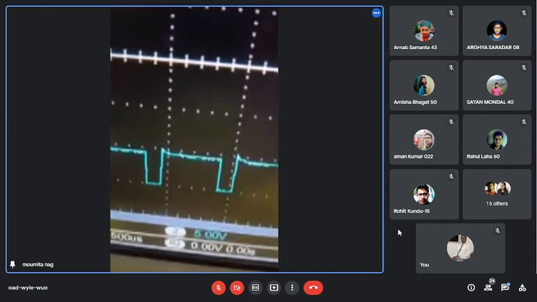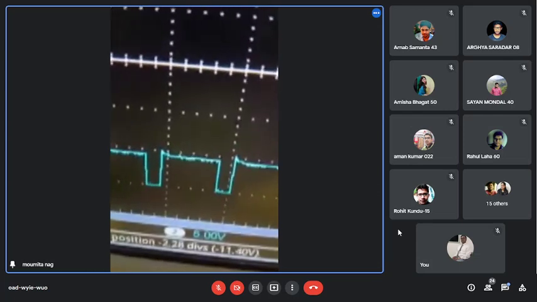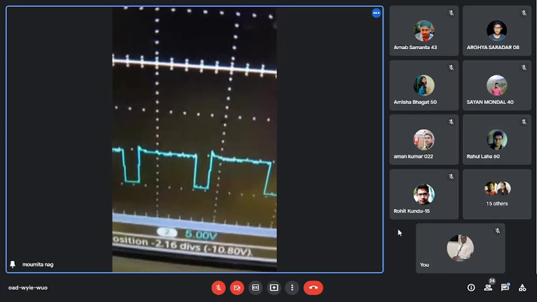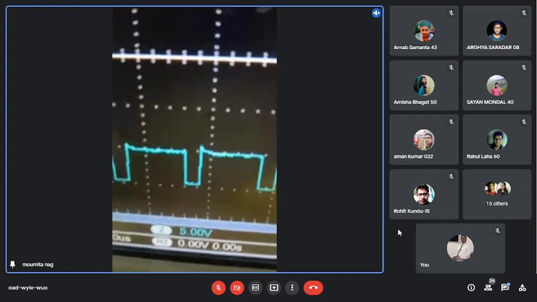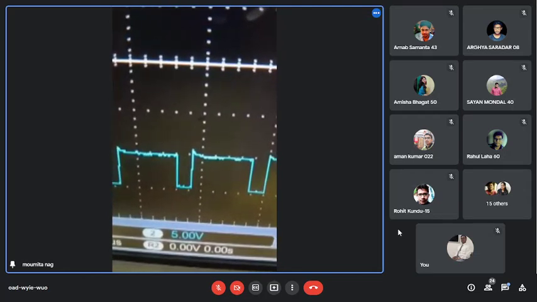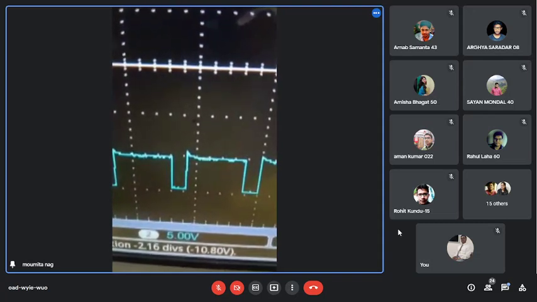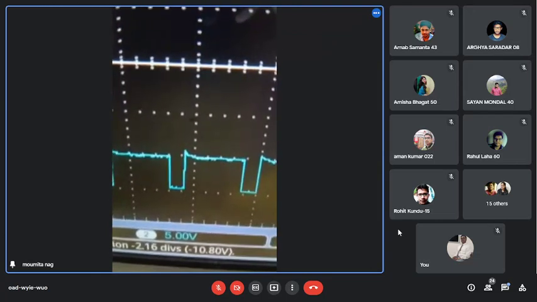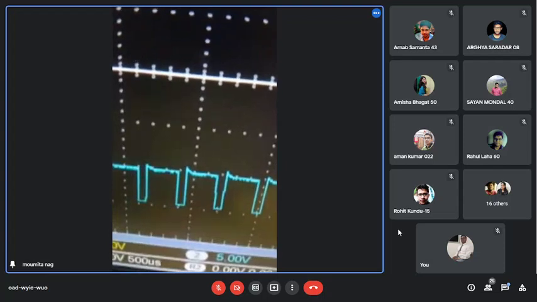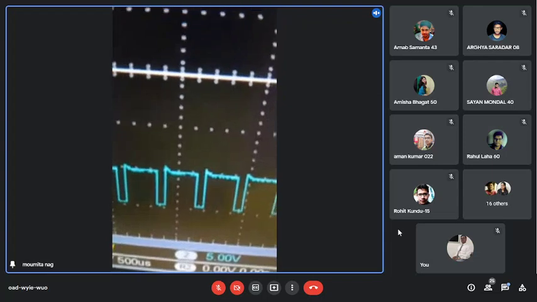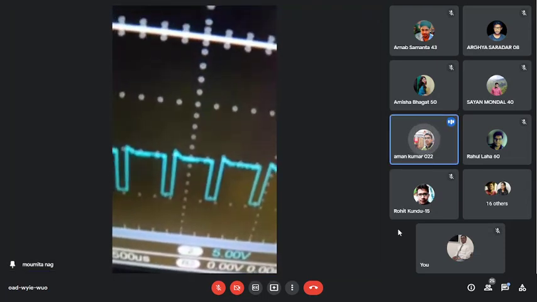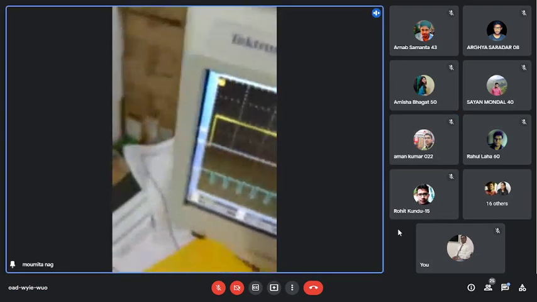I am expanding the scale. Now time per division is 250 microsecond. Now you can take T off as one small division. T on is 2 small division and T off is 1 small division. Frequency is coming as 3.3 kilohertz, and I have connected 47 kilo ohm resistance.